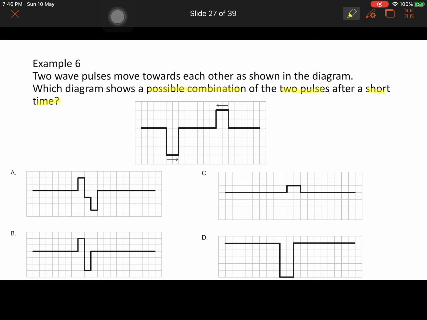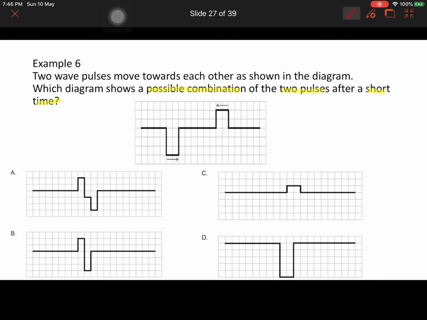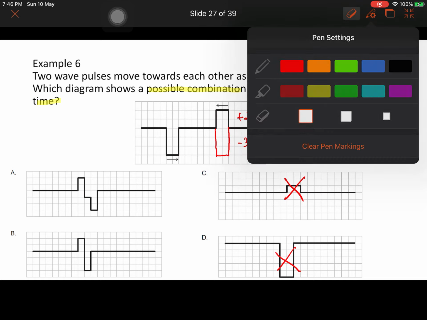Now I don't know which time I'm talking about, whether we're talking about at the end or at the start when they start to superimpose, but let's look at what's possible. So when I have these two added together at the same time, I know that this is plus 2, this is minus 3. I end up getting a minus 1. So C is definitely out. I know that D is also definitely out. There's no way I can get a minus 4. Now let's look at A and B, which is possible.